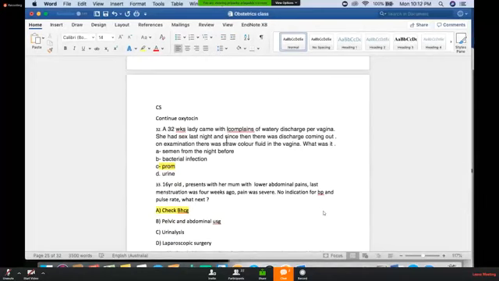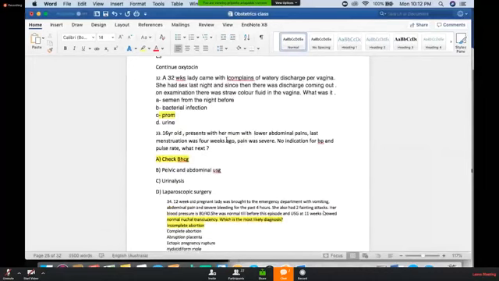Next question. A 32 weeks lady comes with complaints of watery discharge per vagina. She had sex last night, and since then there has been discharge coming out. On examination there was straw-colored fluid. What is the straw-colored fluid? Amniotic fluid. So what is it? She is at 32 weeks. When do you call it preterm? Before 37 weeks. So she is at 32, so it is PPROM. Clear? Yes, ma'am. Straw-colored fluid is always amniotic fluid.